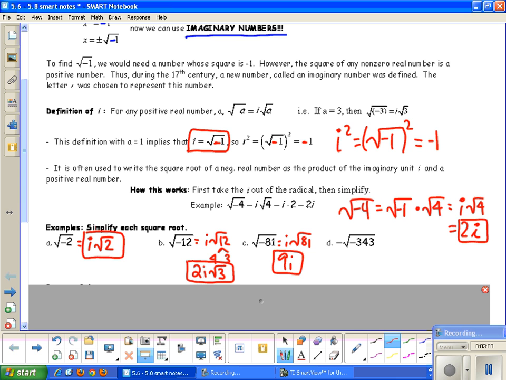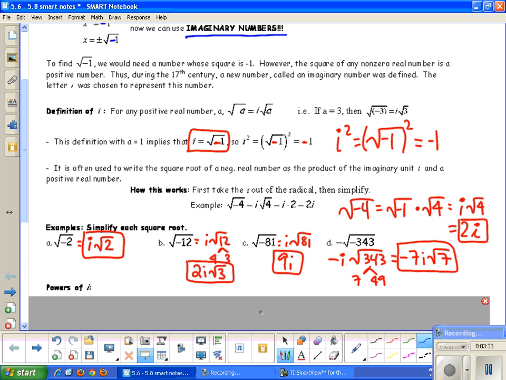And then over here, we have a negative in front of the radical, so this would be -i root 343. And then, of course, you want to break that down. That's 7 times 49. Square root of 49 is 7, so this is really equal to -7i root 7. So that's how we can simplify the radicals that have negatives, taking out the i first and then simplifying the radicals. Now, we also want to be able to simplify the powers of i. So that's what we're going to talk about next, simplifying powers of i.